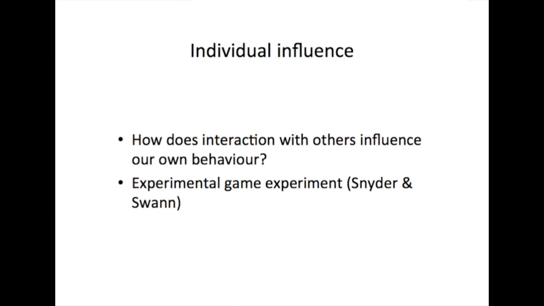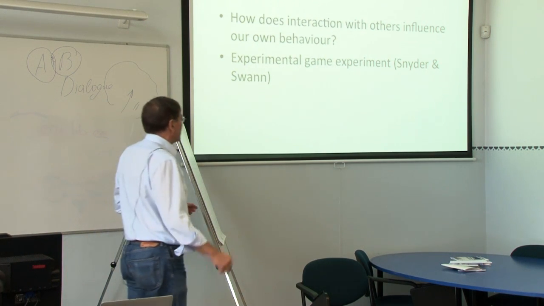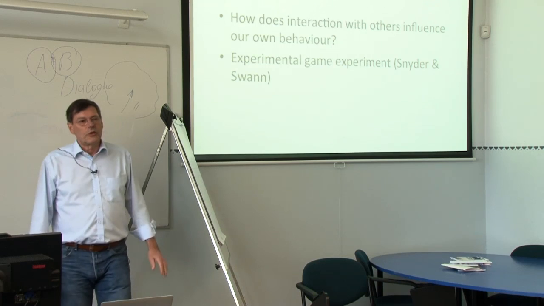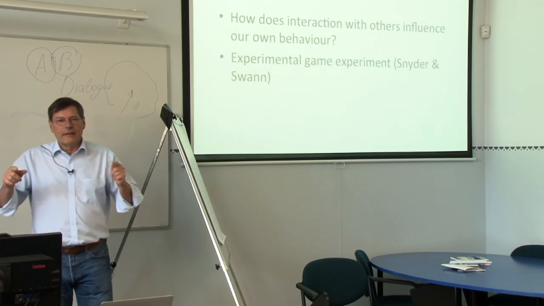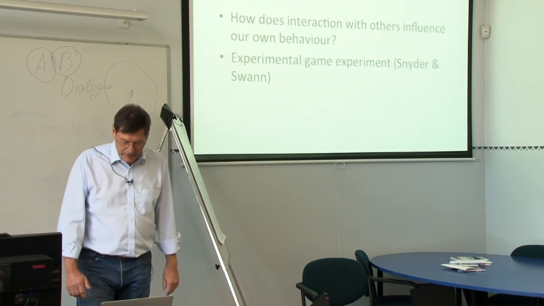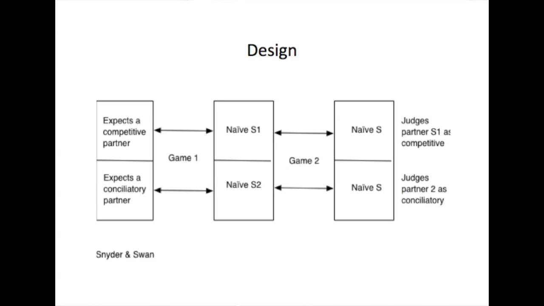Now let's come to a fundamental, or let's say interpersonal, process of individual influence and how the behavior of another person influences us in our behavior. So the question is, how does the interaction between two people convey behavioral preferences to the other person? And this has been an experiment by Snyder and Swann, who showed how expectations and behaviors are communicated indirectly across generations of experimental subjects. They had this very simple design.